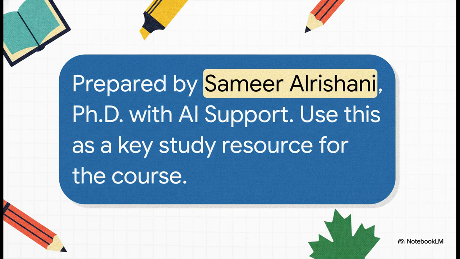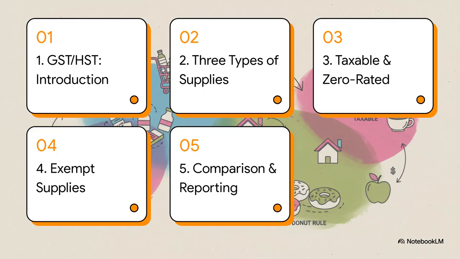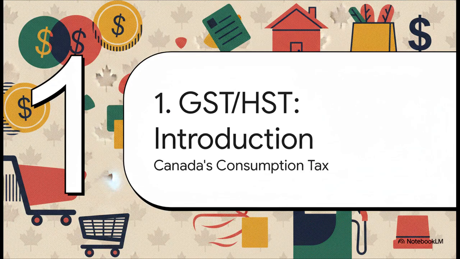It'll really help. So, here's our game plan for today. We're going to start with a quick introduction to GST/HST, just to get everyone on the same page. Then, we'll get into the real meat of the topic, the 3 types of supplies. We'll break down each one, and then, at the end, we'll pull it all together by comparing them and seeing how this stuff actually plays out in tax reporting. Okay, let's kick things off with Section 1.